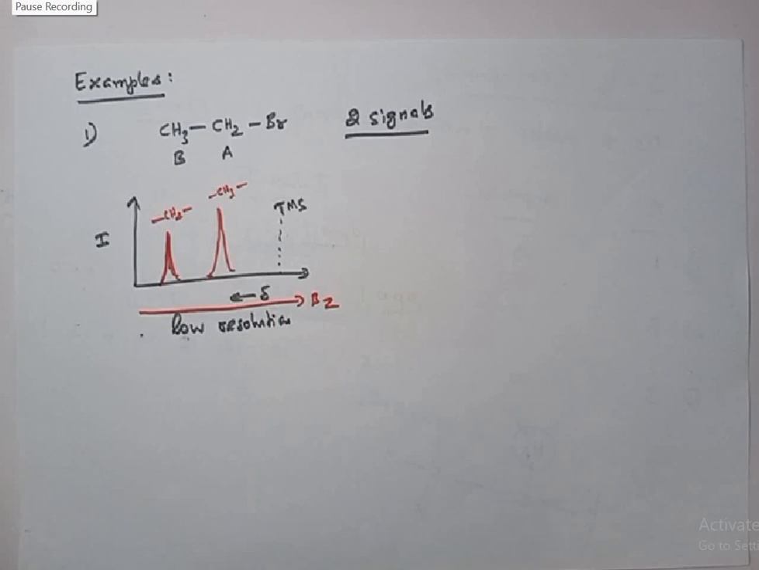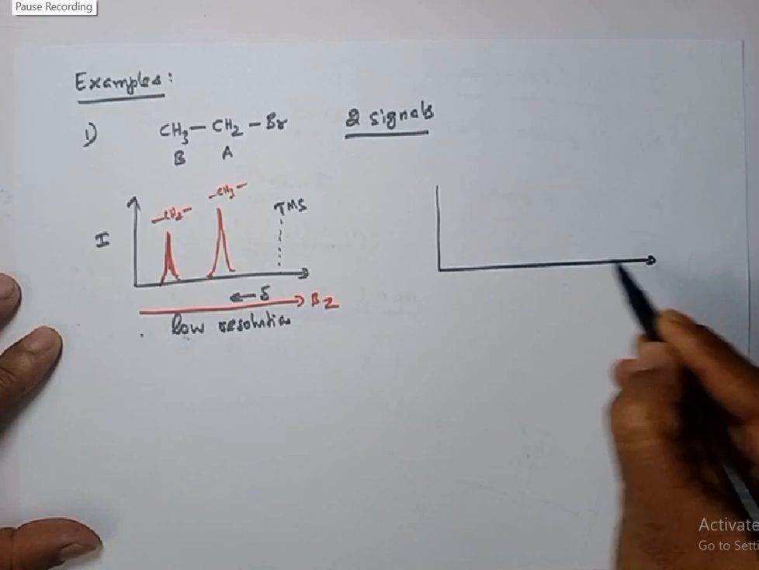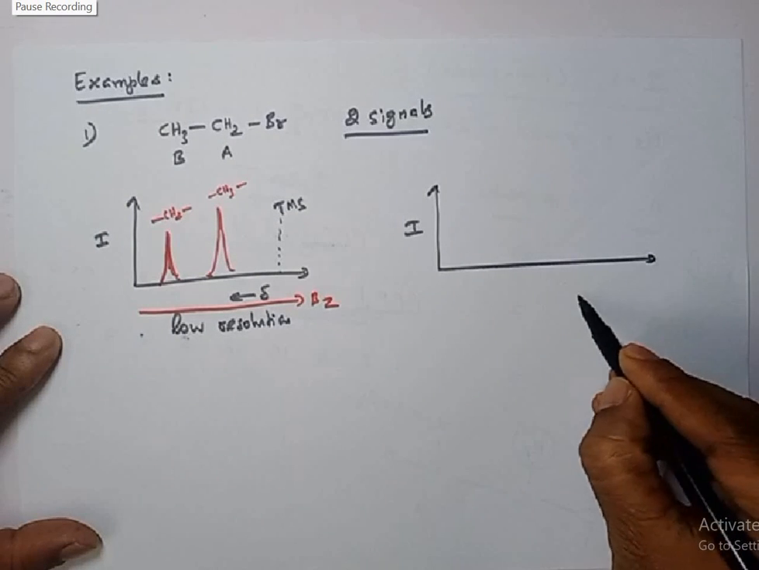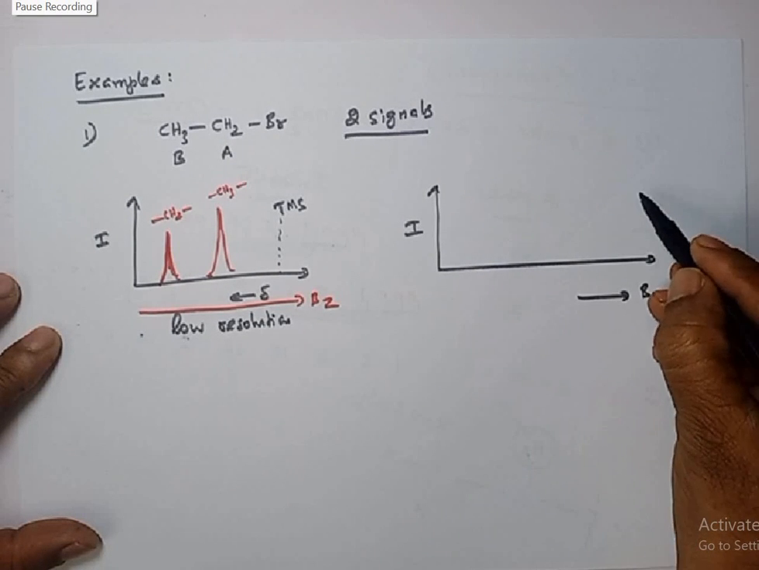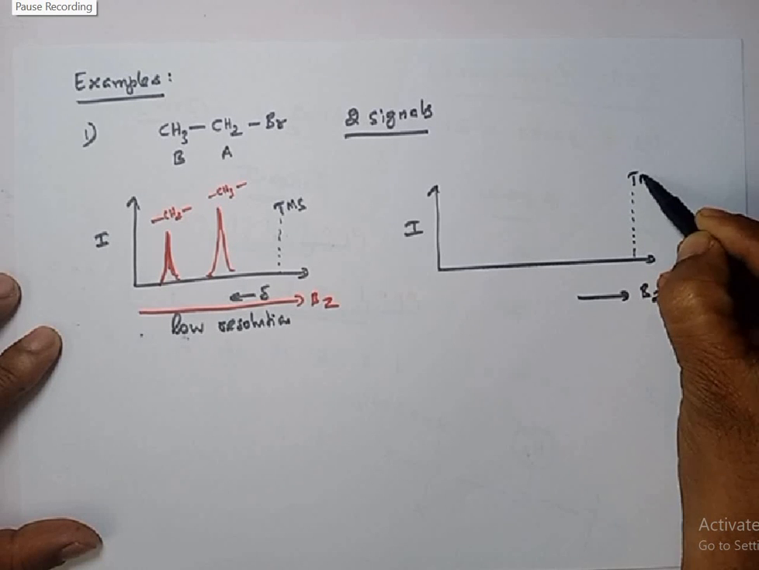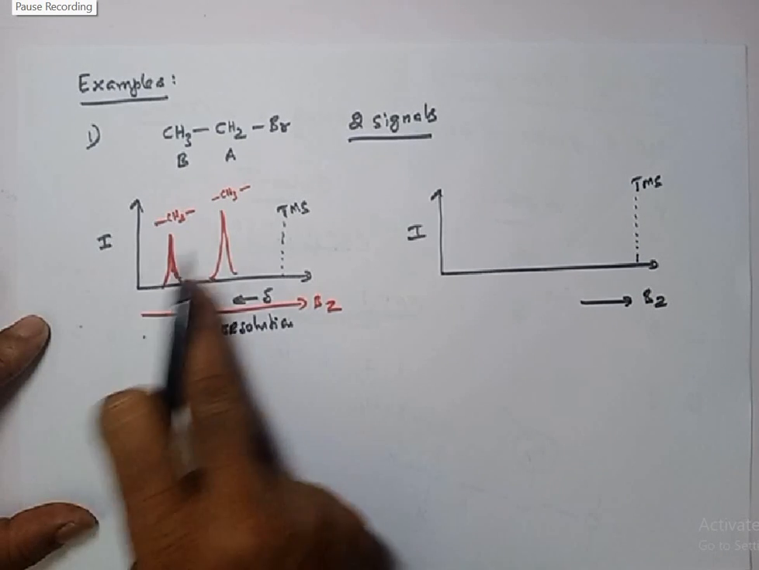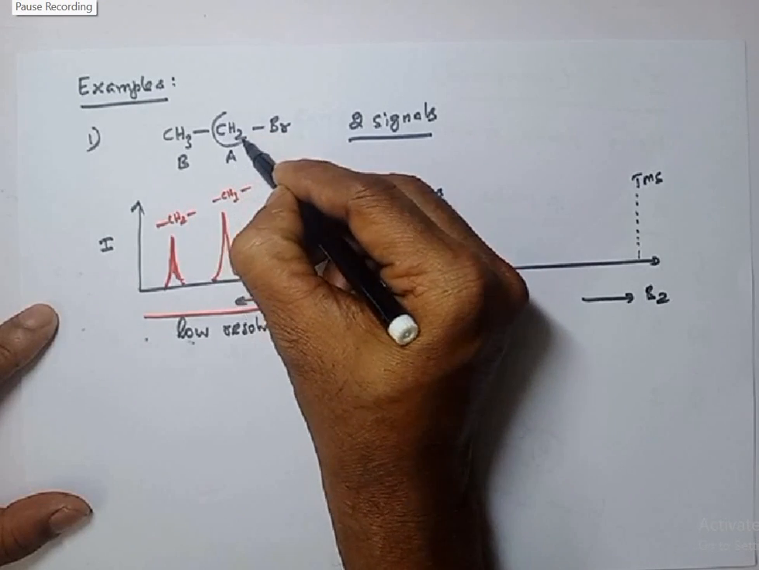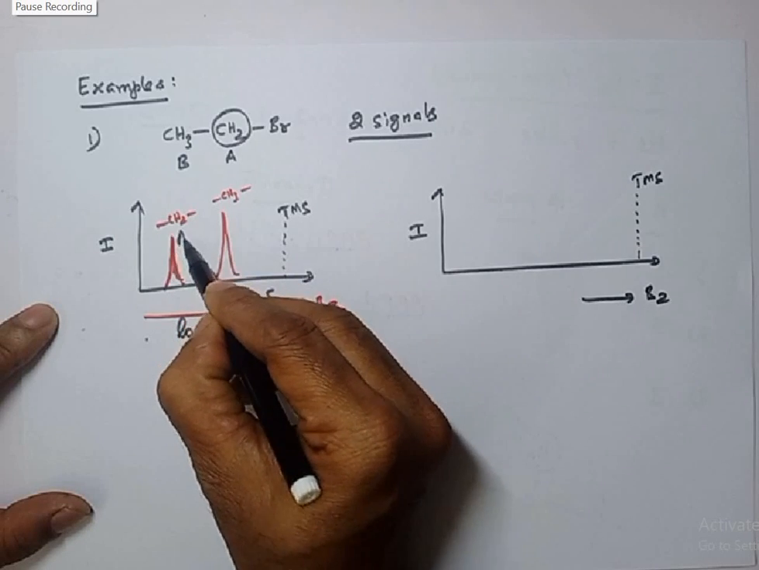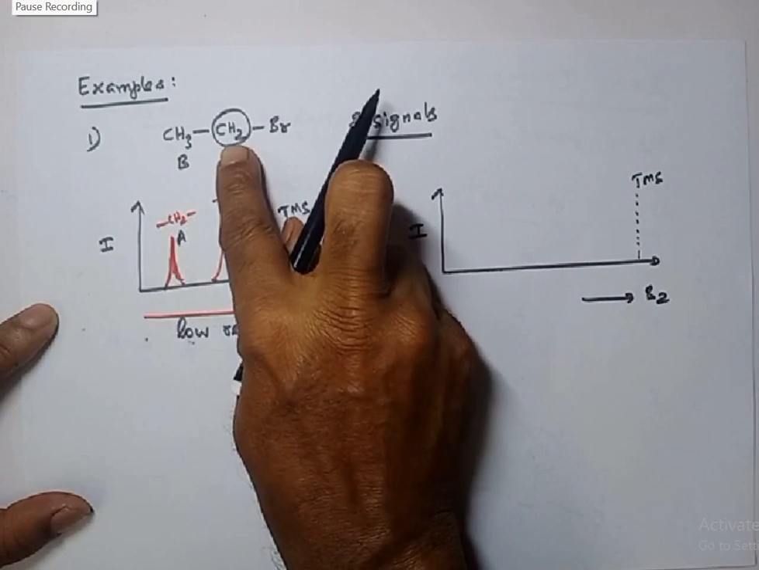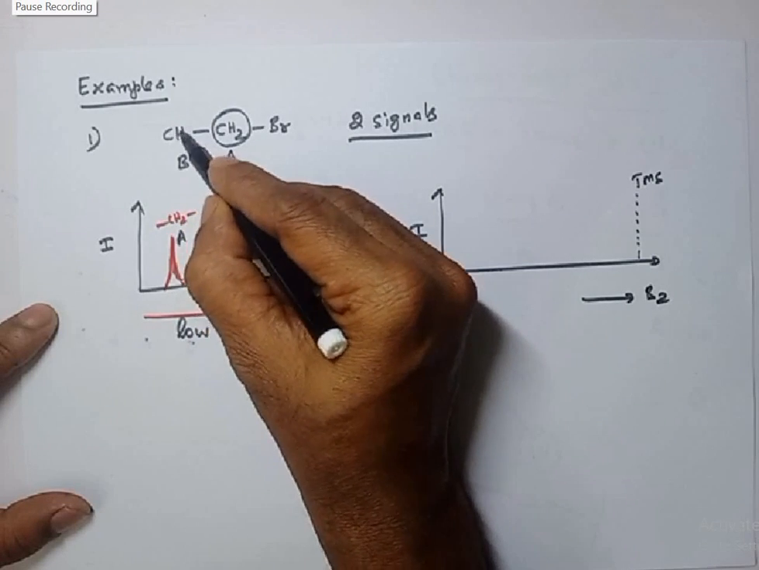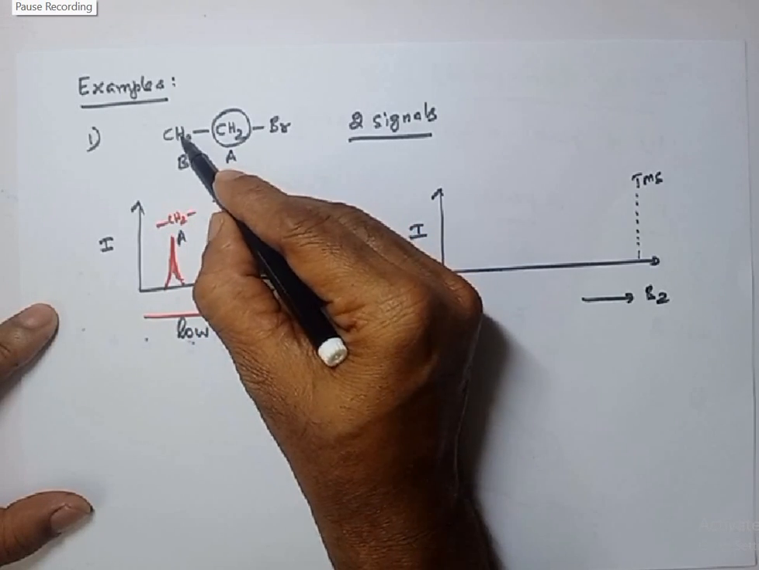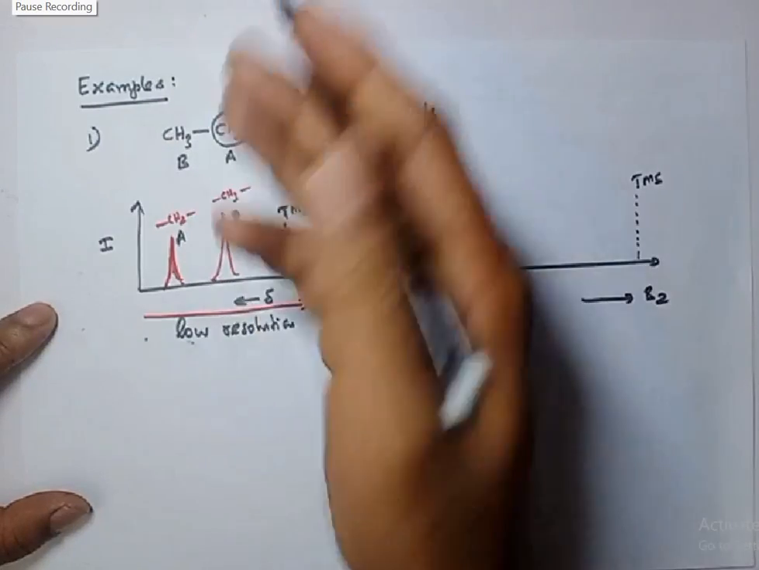If you take high resolution NMR for the same compound, it appears like this. See, the magnetic field increases from left to right. Say this is the TMS. Now what will happen? These signals get split into many peaks depending upon how many hydrogens are on the adjacent carbon. For example, this is the A proton signal and this is the B proton signal. The A proton signal is split by the methyl protons. The methyl protons' I value is half.